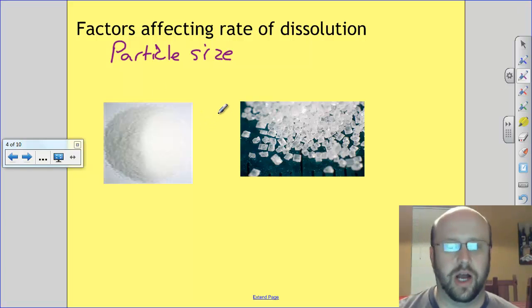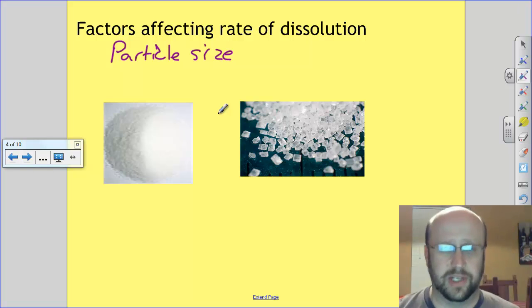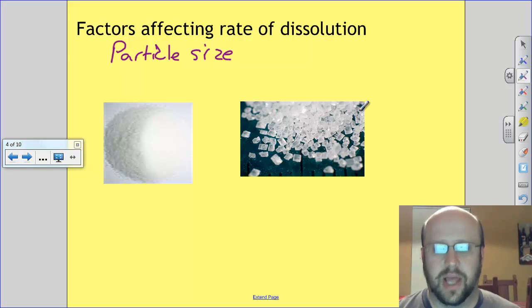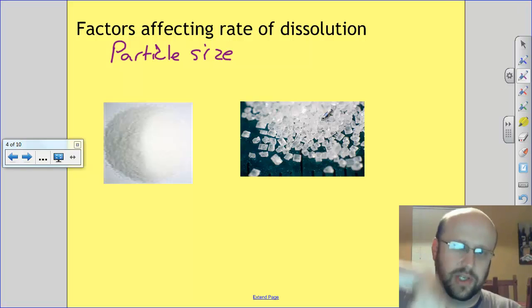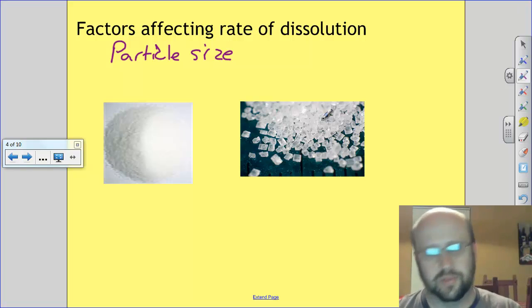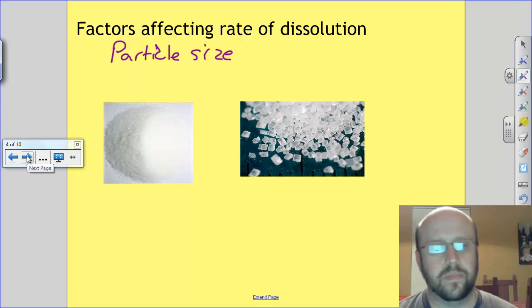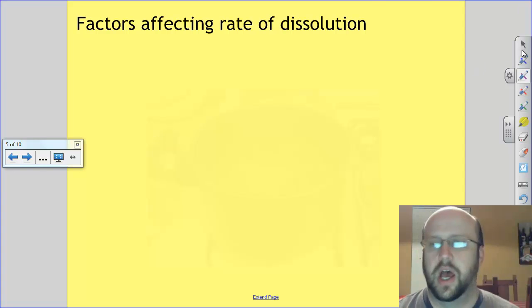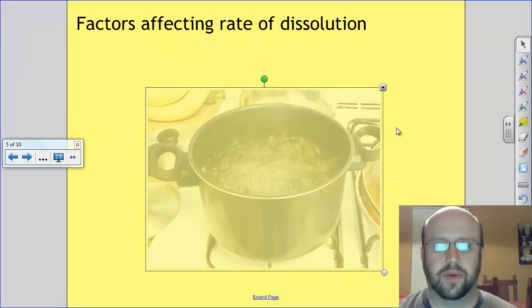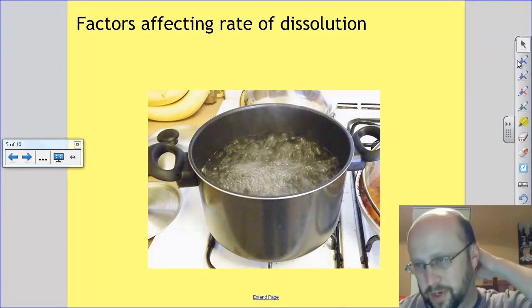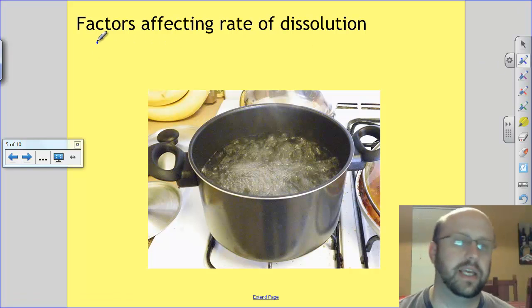This is also why we talk about using a mortar and pestle in the lab. So a lot of times in the lab, I'll get these big giant crystals like this. Then I'll take the mortar and pestle and basically grind them up until I get much smaller particles there. Okay, so that's point number 2 that's going to affect the rate of dissolution. The last thing that's going to affect the rate of dissolution is something that also makes pretty good sense, and that is heating the solvent.